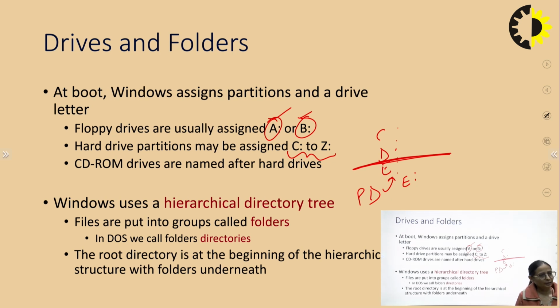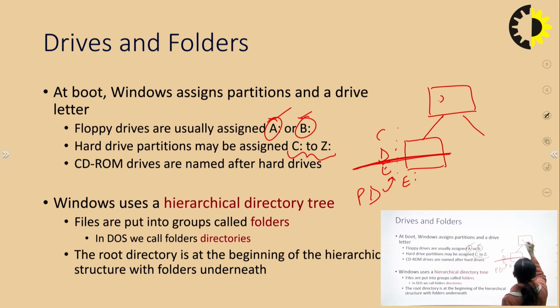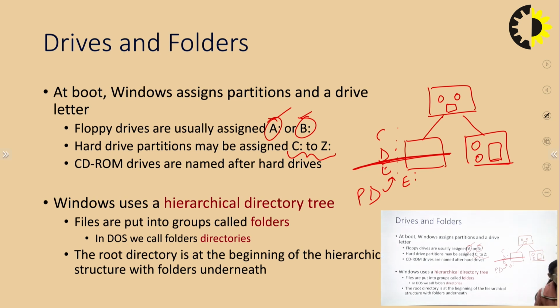Windows uses a hierarchical directory structure. Files are put into groups called folders. We have seen that we have a main folder, and it might have a subfolder. These folders may have directories as well as files. These subfolders can have files and directories also, and so on. So it is a hierarchical directory tree structure which Windows follows.